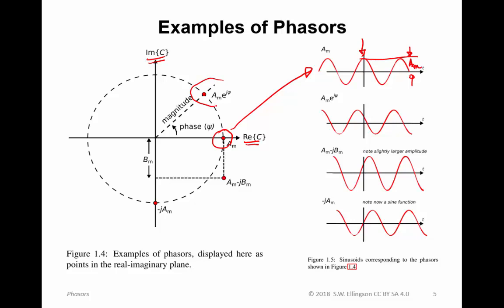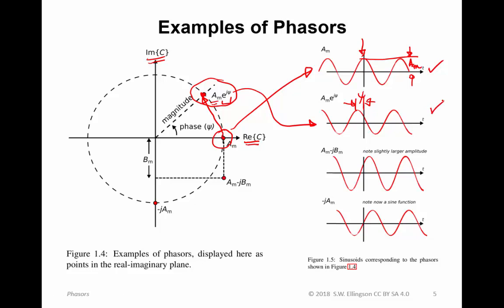Here's another phasor, also representing a time domain sinusoid. Here the magnitude is the same, A sub m, but it has a phase psi. That sinusoid is the one shown here. It's identical to this sinusoid. The only thing that's different is the phase shift, psi. So this change in position in the complex plane, that change in the phasor, represents a different sinusoid, namely one with that phase shift.